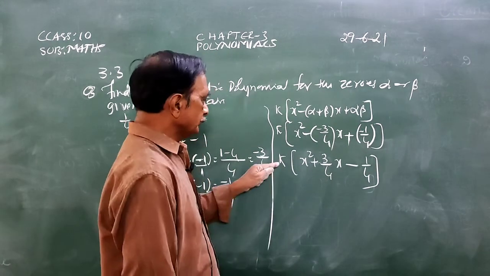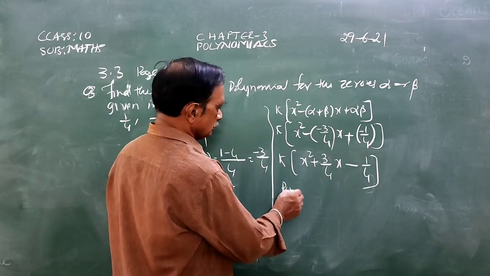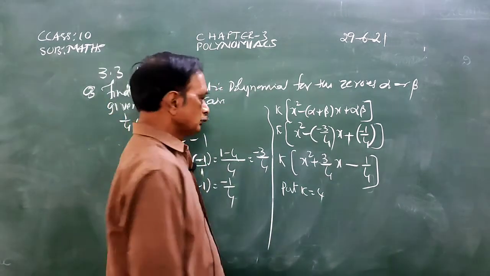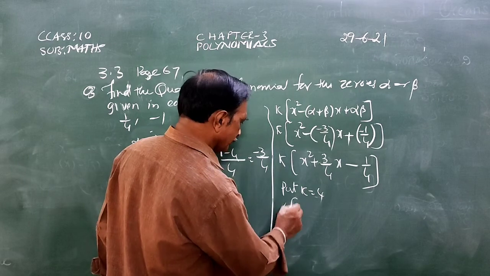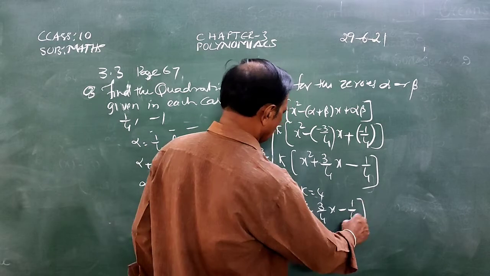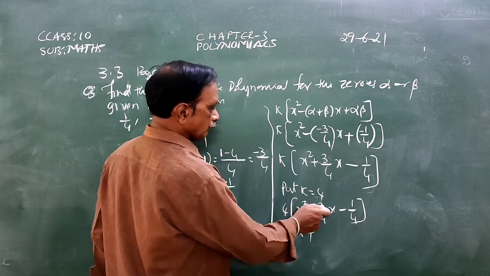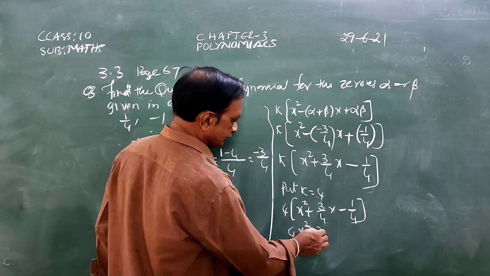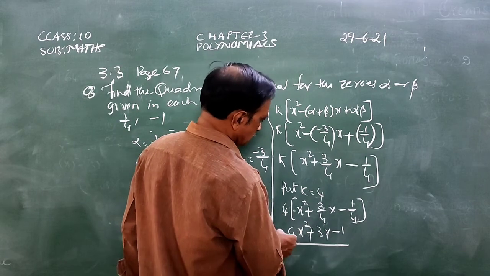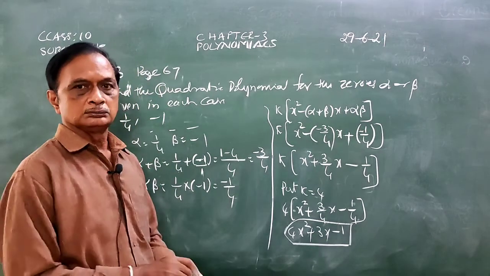Now, what should be taken as the value of k here? Put k equal to 4. When you put k equal to 4, you get integral coefficients. 4 into x square plus 3 by 4 x minus 1 by 4. Multiply this, you get 4x square. 4 into 3 by 4, 4 gets cancelled, 3x. 4 into minus 1 by 4, 4 gets cancelled, minus 1. So this is the required quadratic polynomial whose zeros are 1 by 4 and minus 1.